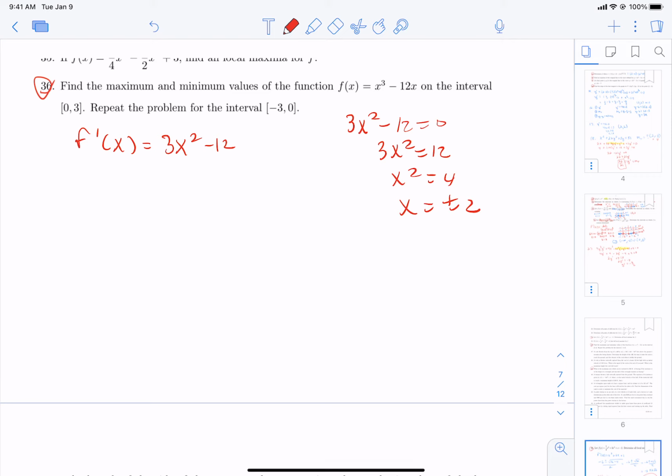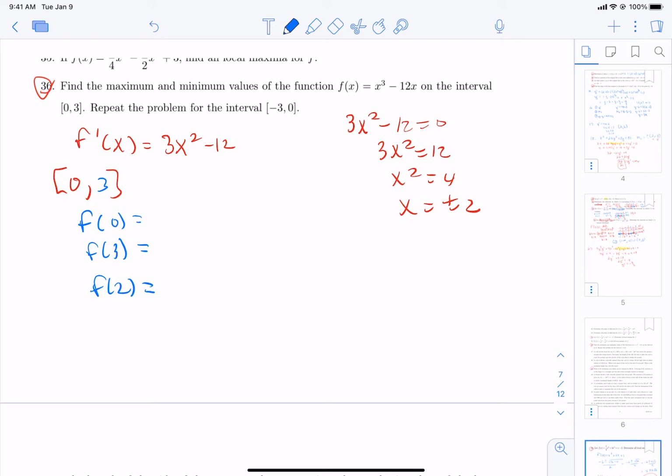Now, the first interval that they gave us was 0 to 3. Okay? Which one of those numbers is in the interval from 0 to 3? Is positive 2, negative 2, or both of them? Because possibly it's both of them. Maybe it's neither of them. Oh, I'm sorry. So from 0 to 3, the number that's in there is 2. So remember, you're going to plug back into the original the endpoints, and also the critical numbers that are in there. So we can't use negative 2. We can only use positive 2.